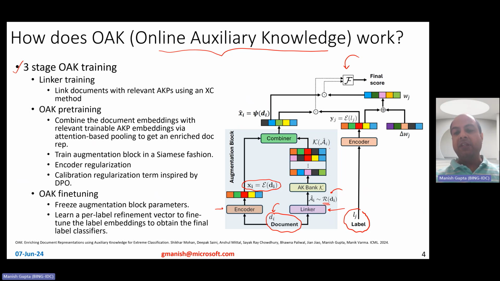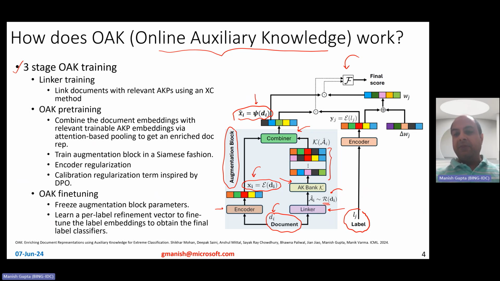Then, for each of those auxiliary knowledge pieces, you have a vector representation in the auxiliary knowledge bank. From that bank, you figure out the vector representations for these top K relevant knowledge pieces, and then you combine. So you're not combining at the input string level, but you're actually combining the embedding for the input document with the embedding for these auxiliary knowledge pieces. This is called the augmentation block. The augmentation block combines the input document and the representations of your auxiliary knowledge pieces, and gives you an overall representation called phi.